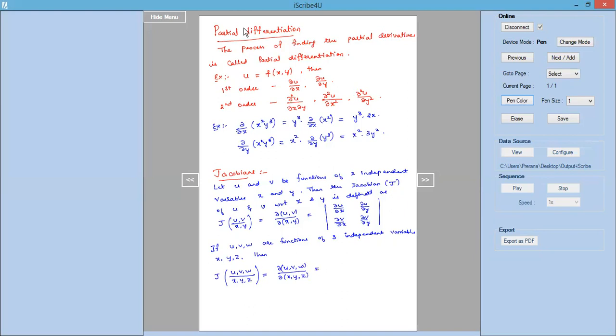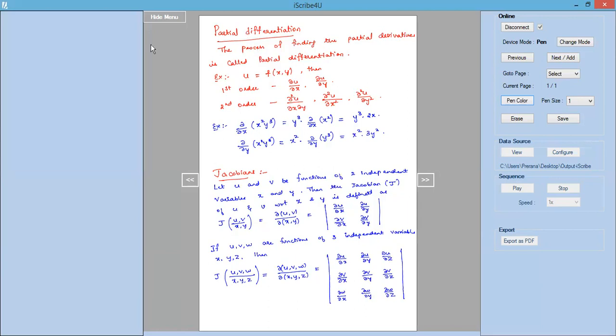So this will be a 3 cross 3 determinant expansion. First row, dou u by dou x, dou u by dou y, dou u by dou z. Second row, dou v by dou x, dou v by dou y, dou v by dou z. Third row, dou w by dou x, dou w by dou y, dou w by dou z. On expansion of the 3 cross 3 determinant, we'll be able to obtain the Jacobian of u v w with respect to x, y, z.